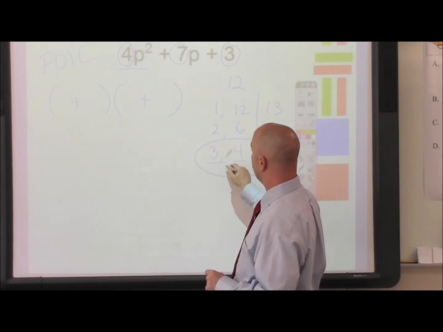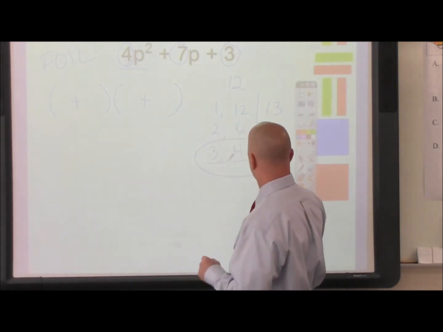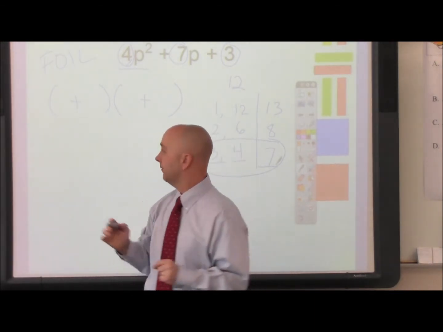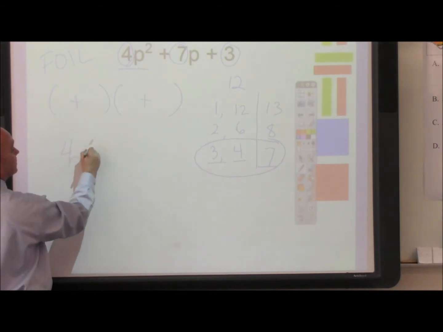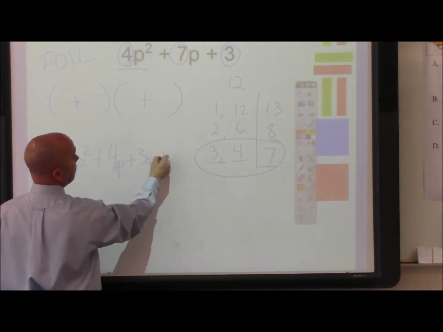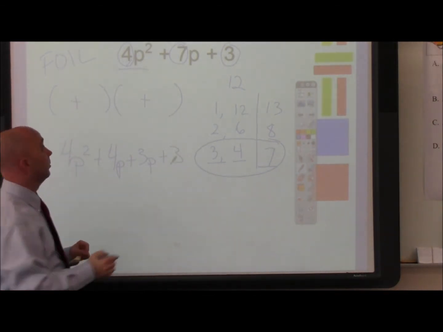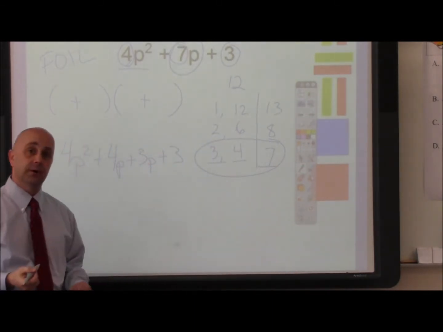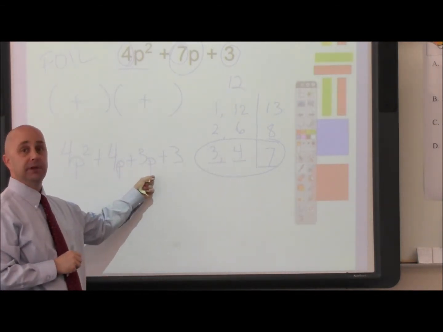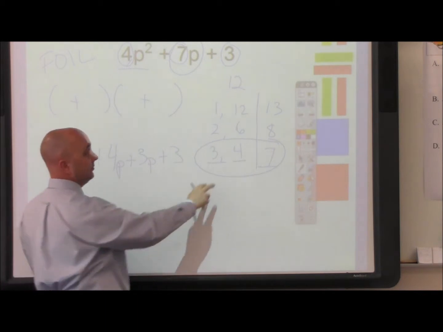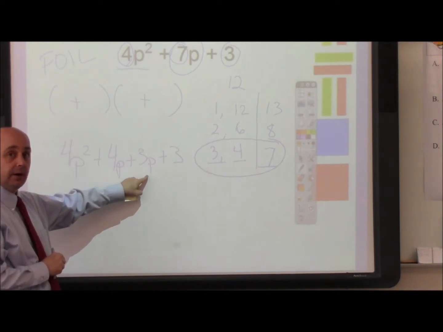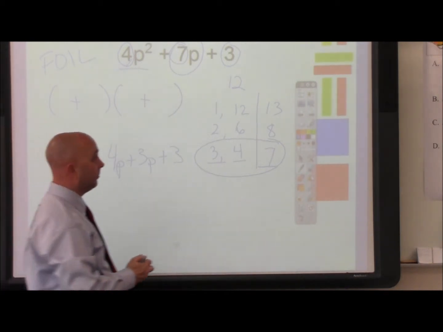So because I found factors of 3 and 4 that make 12, and they sum to 7, or the middle term, I can rewrite the polynomial as 4p squared plus 4p plus 3p plus 3. Now all I really did there was I took the middle term, 7p, and I split it into two terms that added to 7p. 4p and 3p make 7p. And I got that from these factors right here. Now I could have put the 3p right here and the 4p over here, but I put these together on purpose for the next step.